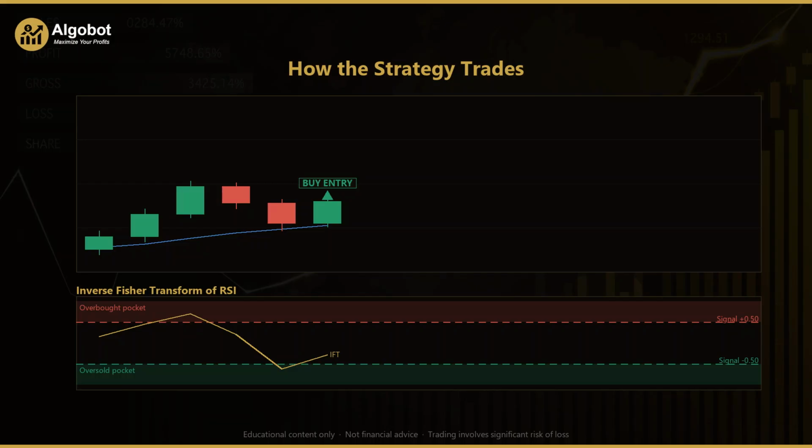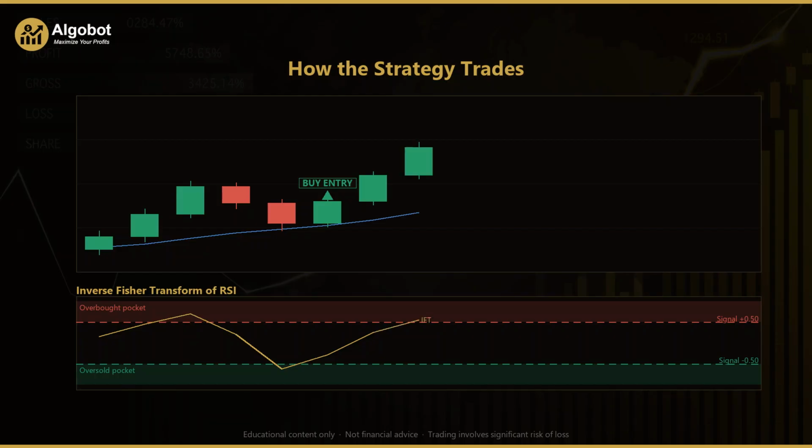Then comes the pullback. Over the next couple of candles, price stalls and dips back, pulling away from the highs. Watch the oscillator. It drops quickly, sliding down below the -0.50 level into the oversold pocket. This is the pause the strategy is waiting for, a dip inside a healthy uptrend rather than a full reversal, because price is still holding above the rising trend line.